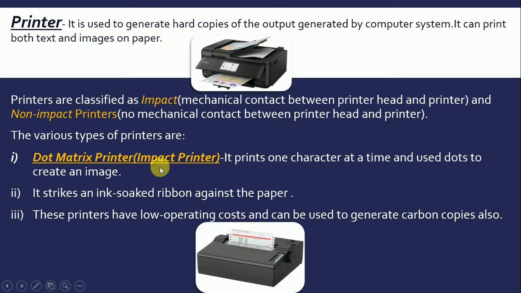Now we have here different types of printers. The first one is the dot matrix printer, which is a type of impact printer.